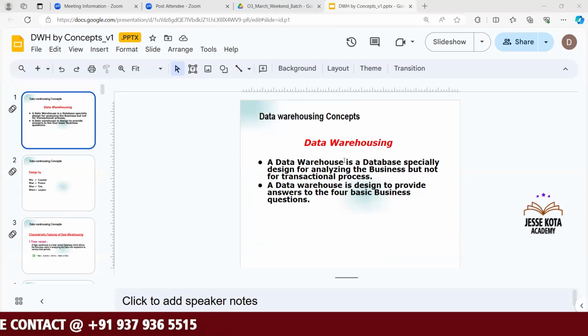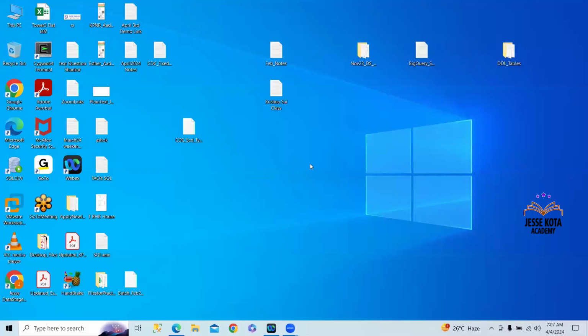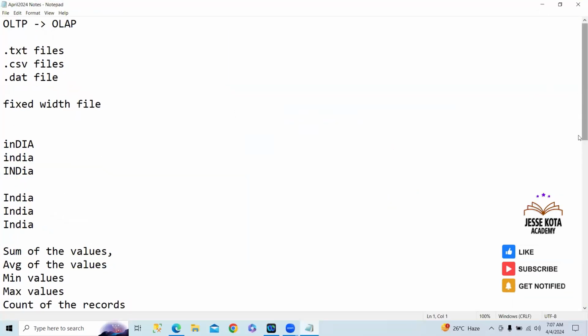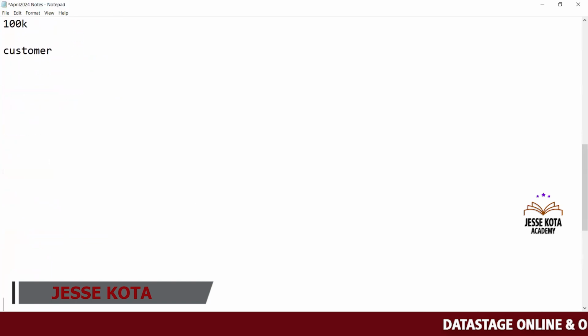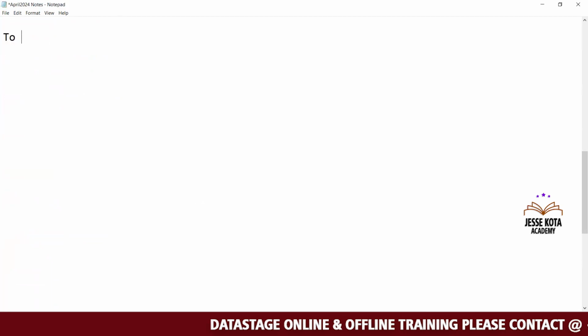Here a data warehouse is a database specially designed for analyzing the business. These data warehousing applications are mainly built for analyzing the business. Let me take the notes. Data warehousing applications are built for analyzing the business. To run the business, we don't need a data warehousing application.